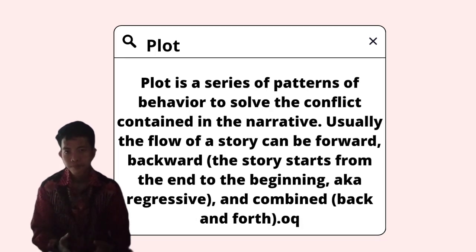So number three is the plot. What is that? Plot is a series of patterns of behavior to solve the conflict contained in the narrative. Usually the flow of the story can be forward, backward, starting from the end to the beginning, like a regressive, or a combined back and forward.